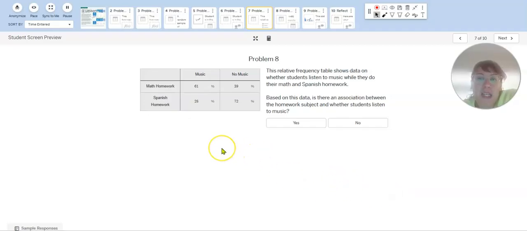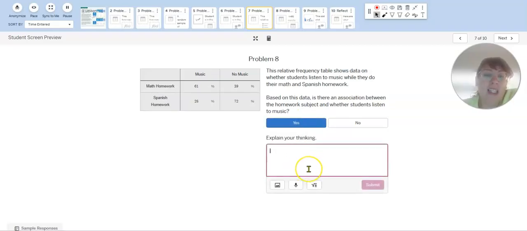This relative frequency table shows data on whether students listen to music while they do their math and their Spanish homework. Based on this data, is there an association between the homework subject and whether students listen to music? So for math homework, 61% listen to music versus Spanish homework, only 28%. So I would say yes.